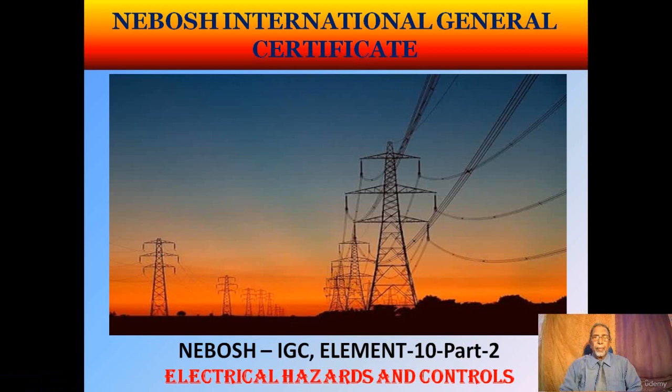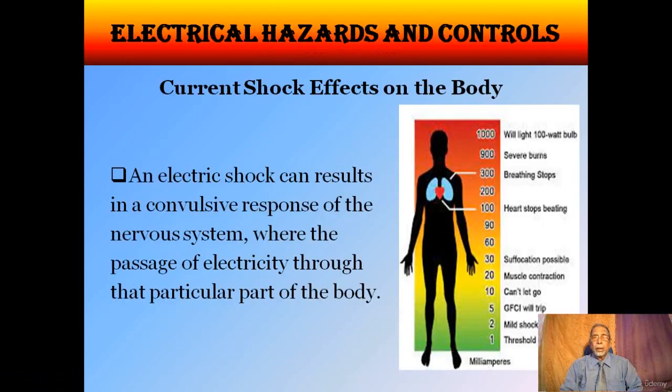Today I am going to teach you about NEBOSH International General Certificate, element number 10, part 2, electrical hazards and control. Now we will discuss the current shock effects on the body. An electric shock can result in a convulsive response of the nervous system, where electricity passes through that particular part of the body.